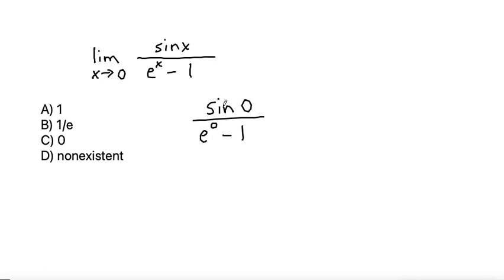Simplifying, sine of 0 is equal to 0 because on the unit circle, when the angle is 0, that's the point (1, 0). The y-coordinate is 0, so the sine is 0. So that makes 0 on top. And then the bottom, e to the 0 is 1, because anything to the power of 0 is 1. So it makes 1 minus 1, or 0. So this satisfies L'Hopital's rule.